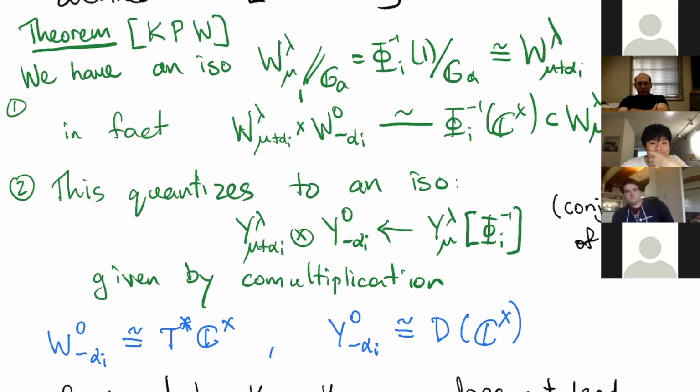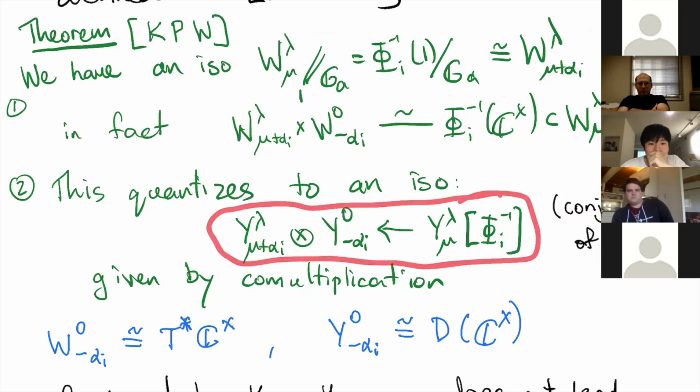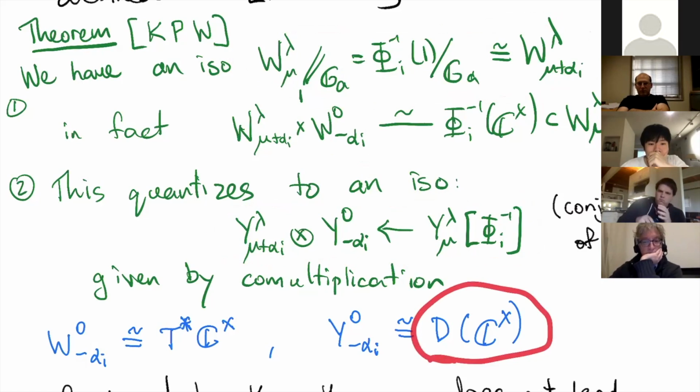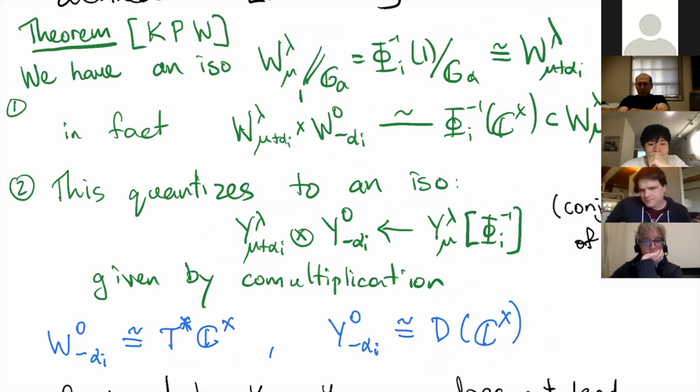And this statement here can be quantized to an isomorphism like this, using, again, our co-multiplication map, which quantizes the multiplication map. And on the left side, this W0 at minus alpha is replaced by Y0 minus alpha, which not surprisingly is the differential operators on C star replacing the cotangent bundle of C star. I should mention that this second part is still conjectural outside of type A. There are some weaker versions of it which do hold outside of type A.